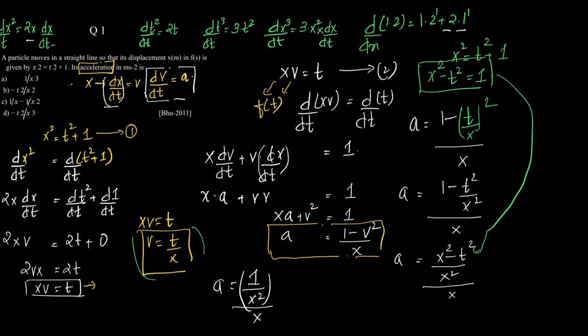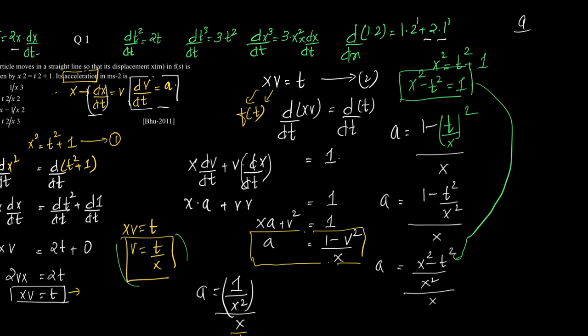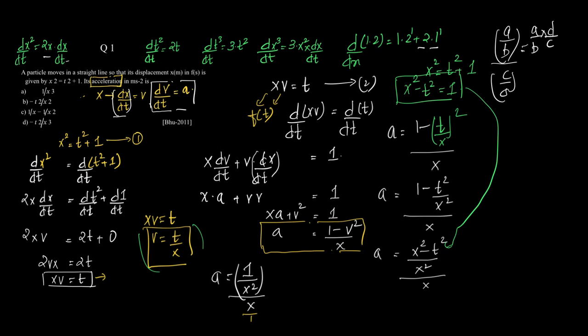So I'll write x as x by 1, right? In which case, a by b, the whole upon c by d, is equal to a by b into d by c. In this case, it will become 1 by x square into 1 by x, which is equal to 1 by x cube, right? 1 by x cube. So that gives us the answer to be option A.